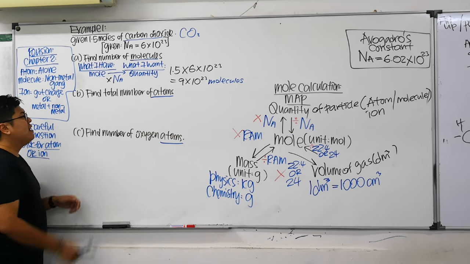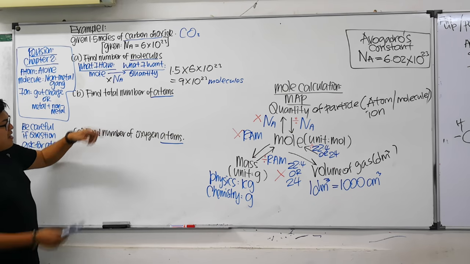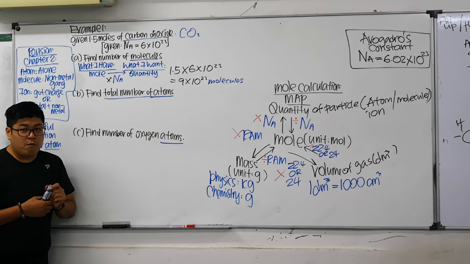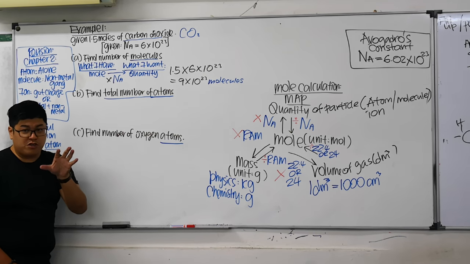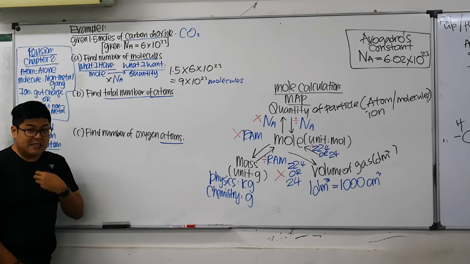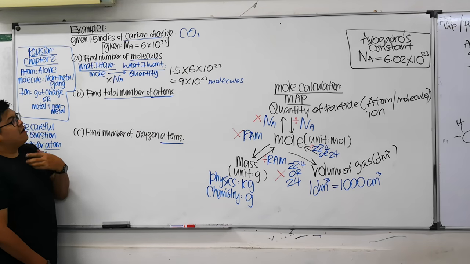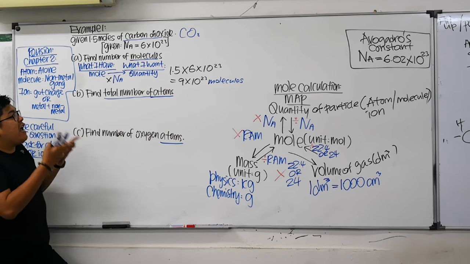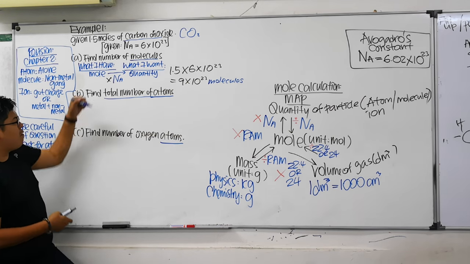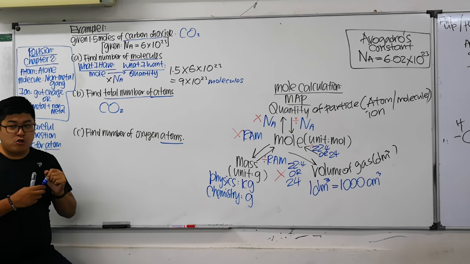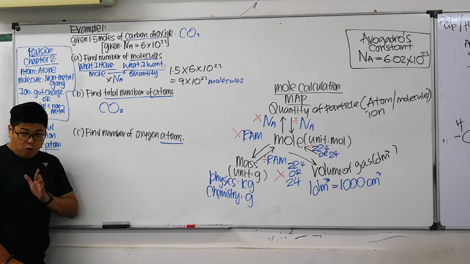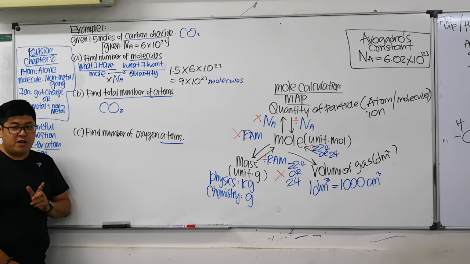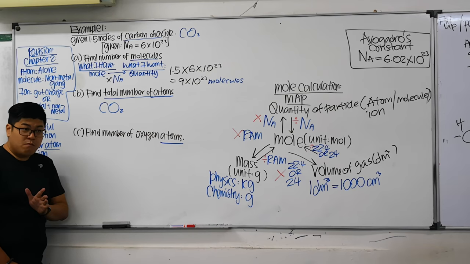Everyone follow me, please. Now, this question wants me to find the total number of atoms. Okay, follow my guide. I'll throw some questions to you and I want you to think and answer me. Alright guys. Now I already have 9 times 10 power 23 molecules. They gave me carbon dioxide, formula CO2. My first question to you all: is the CO2 given by the question an atom?